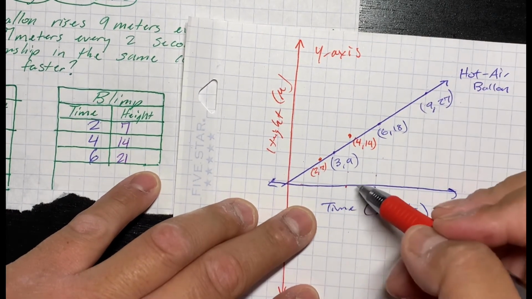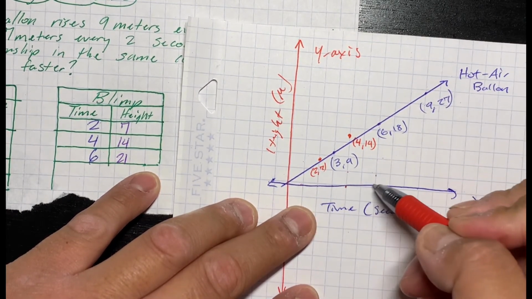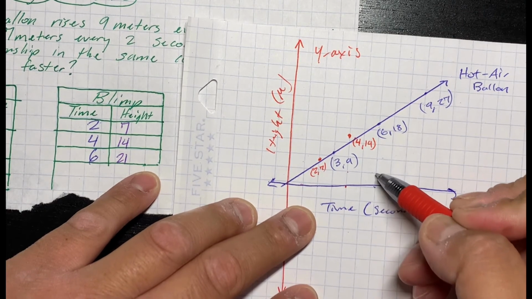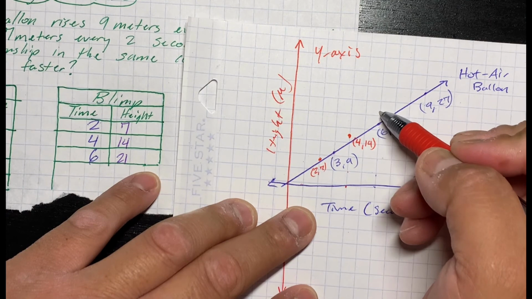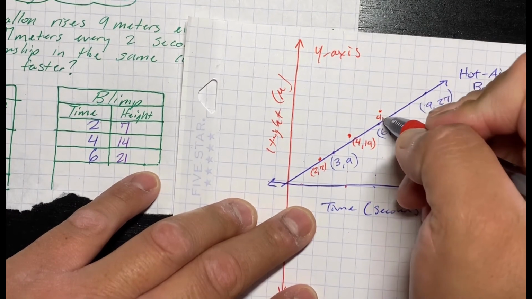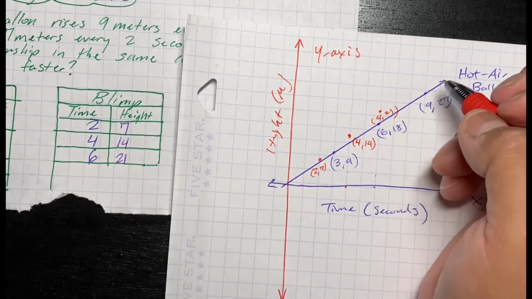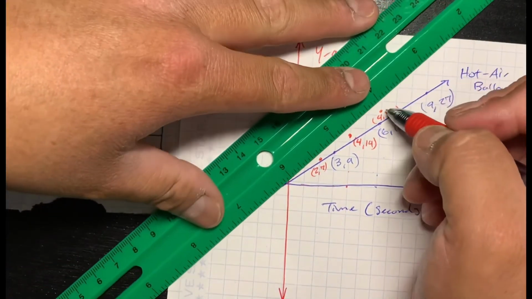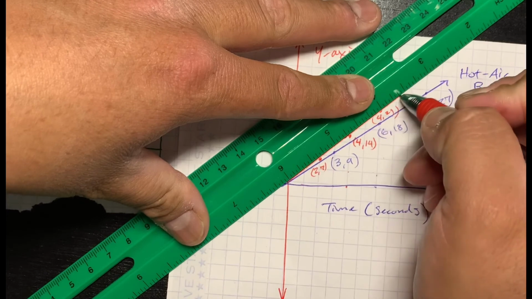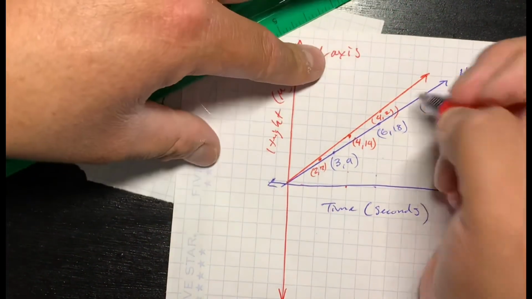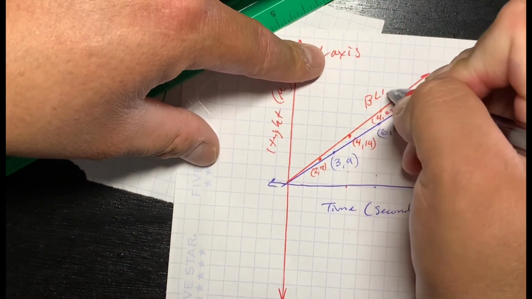And in 6 seconds, 1, 2, 3, 4, 5, 6 seconds, it rises 4, 8, 12, 16, 21 meters. So in 6 seconds, it rises 21 meters. Now I'm going to get my ruler here, and I'm going to connect and put that there. And then this one is the blimp.